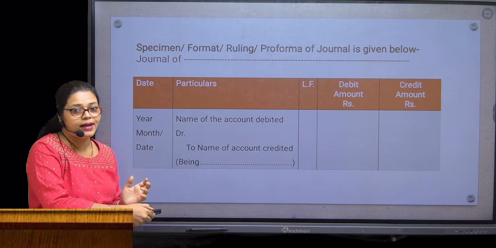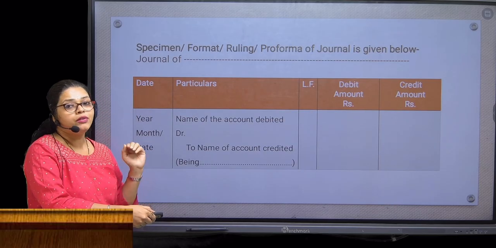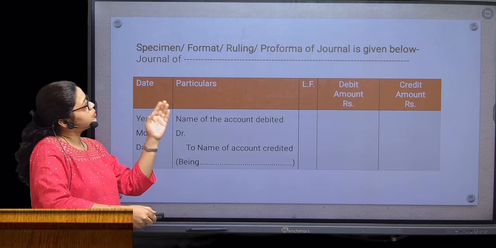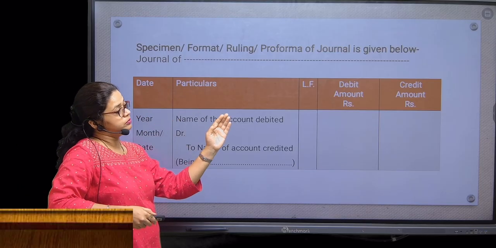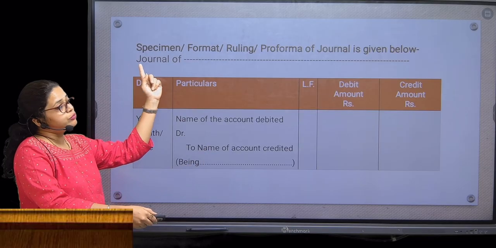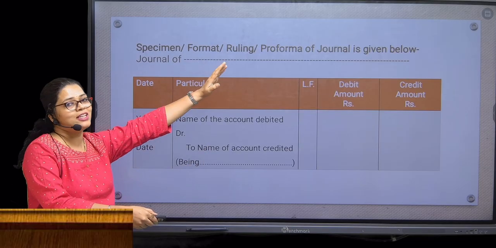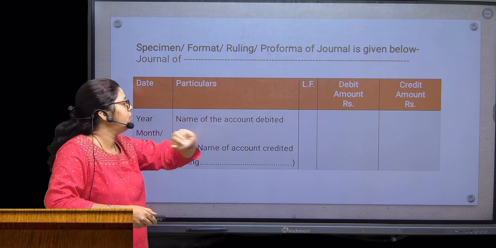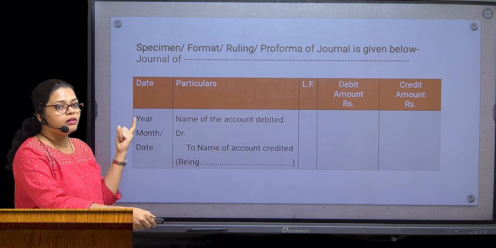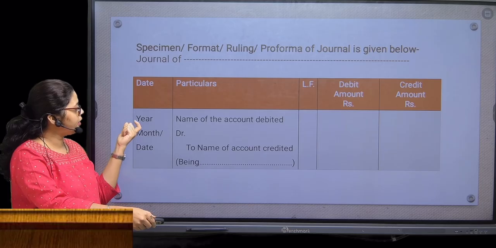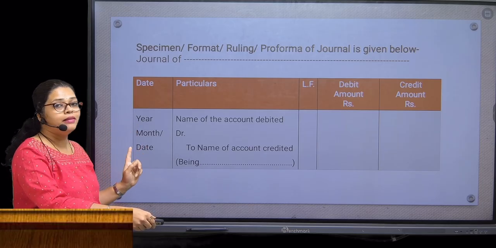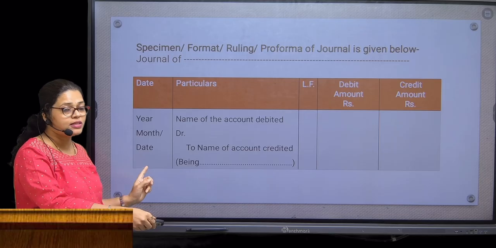Now let us go to the next slide. Here we can see the specific format. We can say a specimen of a journal. According to this format, we are going to write on the first line journal of Messrs. XYZ, Messrs. ABC. Then in the first column, we are going to record the date. A specified format is there to record a date. First, we record the year, then the month, and then the specific date of that particular transaction.